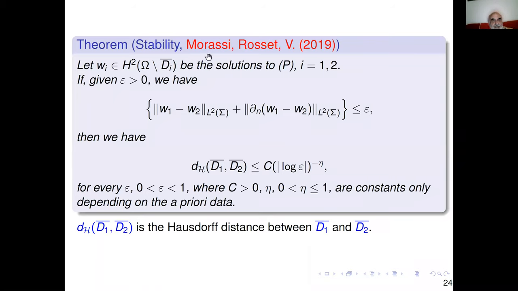The stability estimate was found in 2019. It's the following. For a given input that corresponds to the Neumann data, the measured data are known with an error epsilon. As a consequence, the outer distance between D1 and D2 can be controlled by something of the order of log epsilon to the negative power. Here, of course, it is the outer distance between D1 and D2.